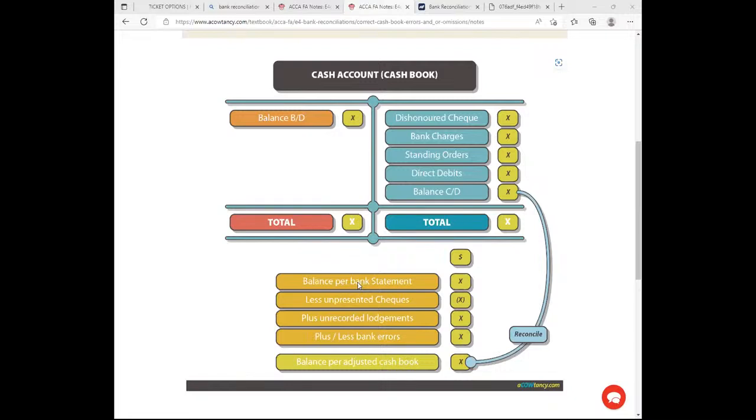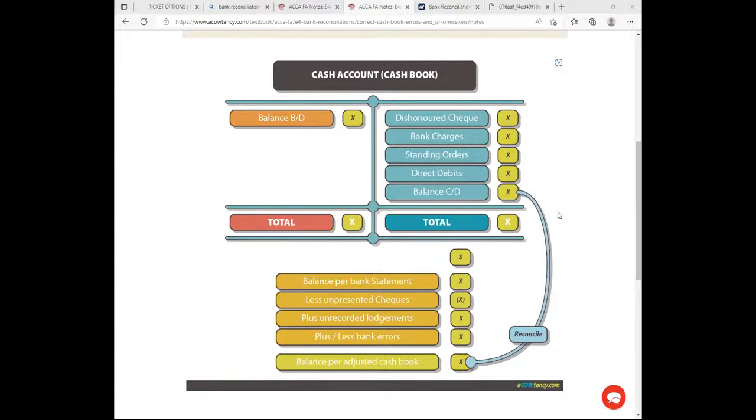And then I will add any unrecorded lodgements. If you get your bank making errors, that's not a very serious bank. Good banks should never make errors, so we should not be thinking about this entry a lot. And then, of course, we should be able to get what we call the balance per adjusted cash book. And this balance that you get now should be exactly equal to the balance here.